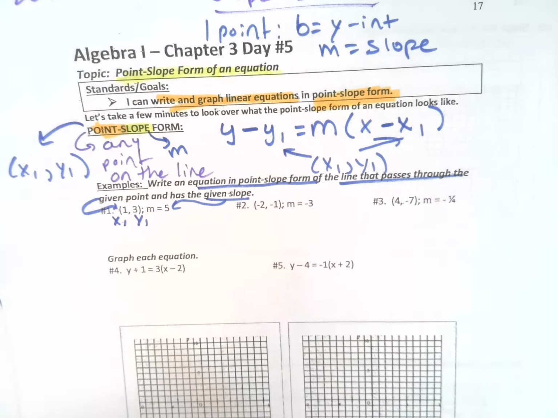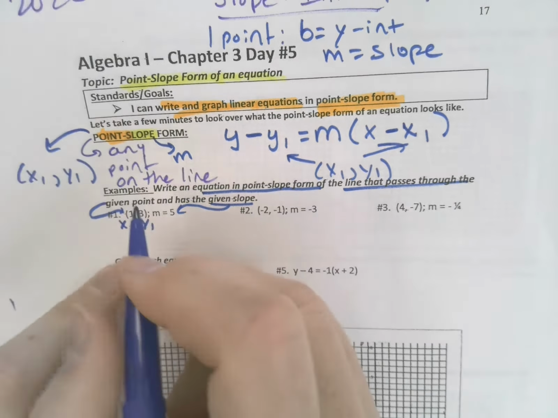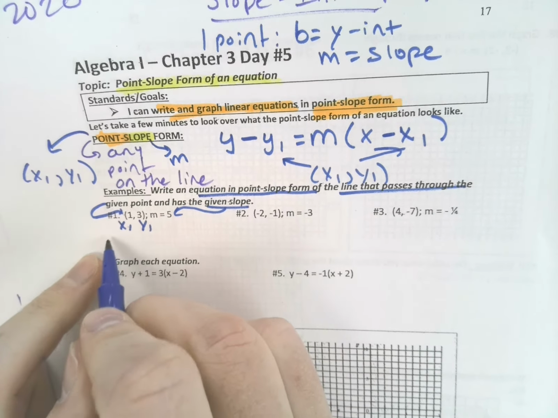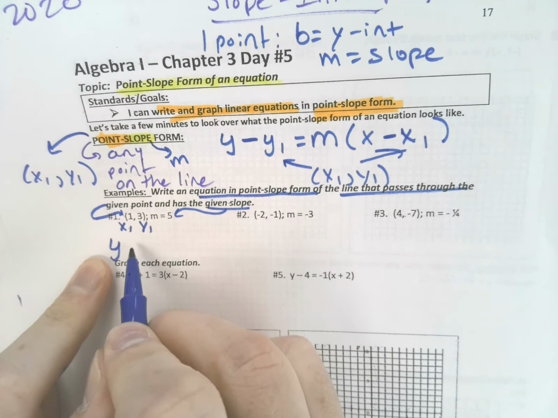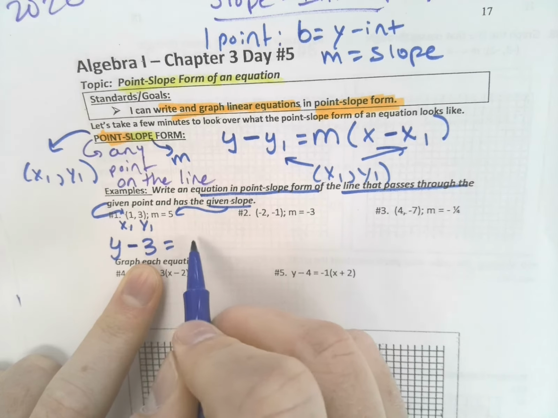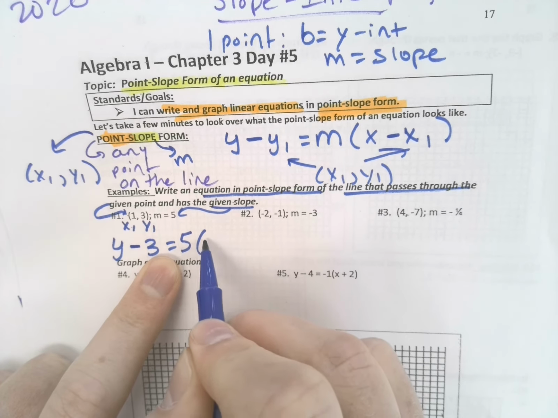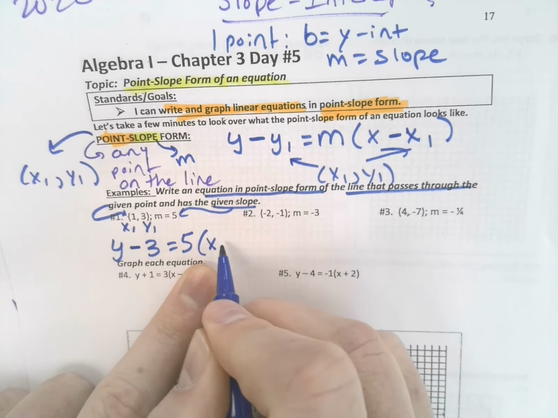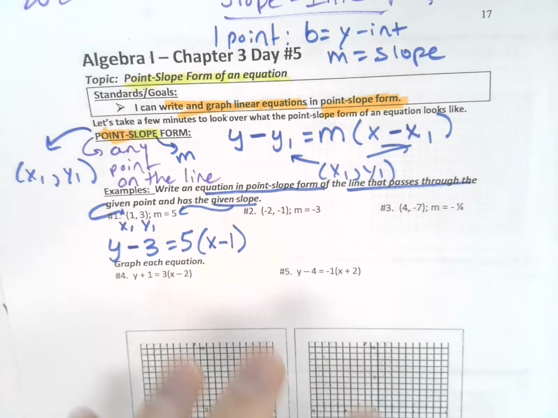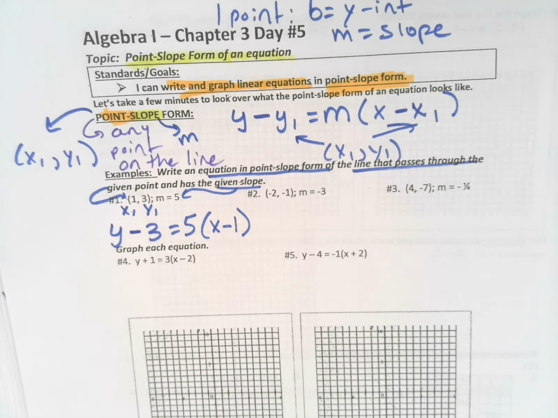Yes, ma'am. And guys, let's just plug these in. Shelby, help us out here. It'll be y minus 3 equals m. What do we know our slope is? 5. In parentheses, it would be x minus 1. Nice work, Shelby. Y minus your y coordinate equals your slope, and then x minus your x coordinate.